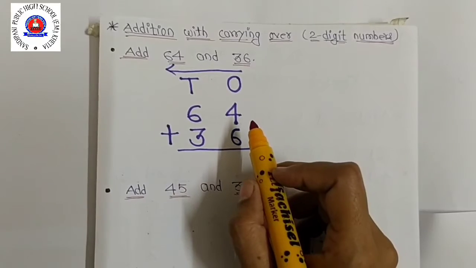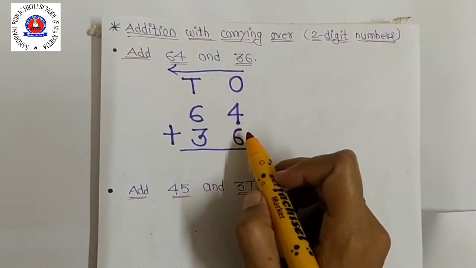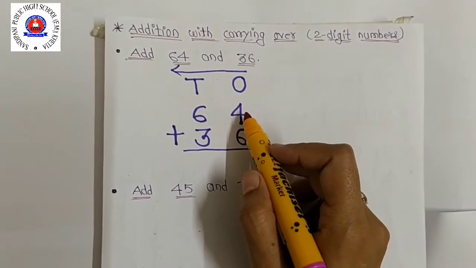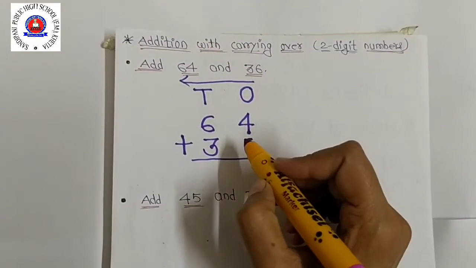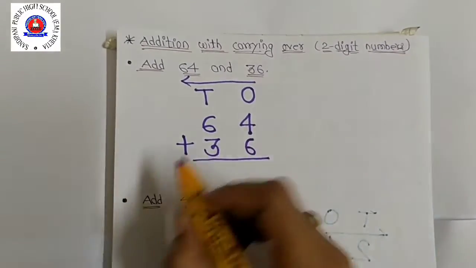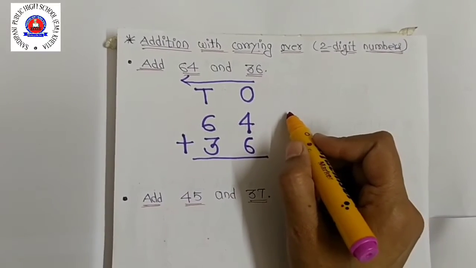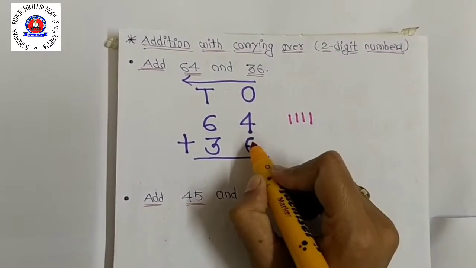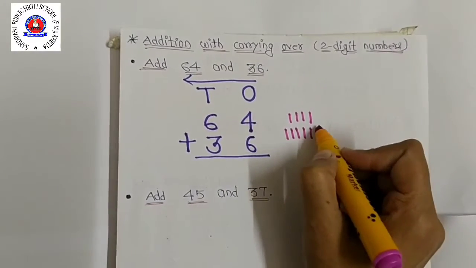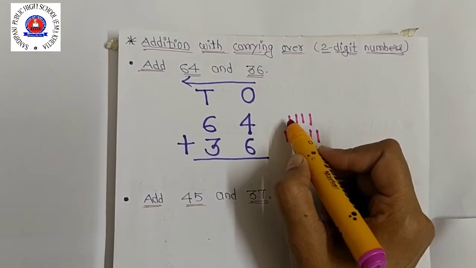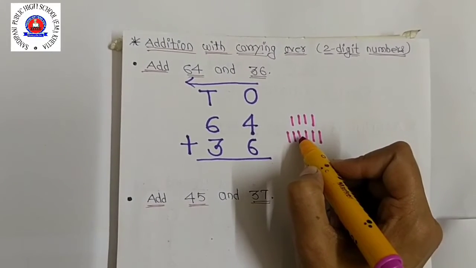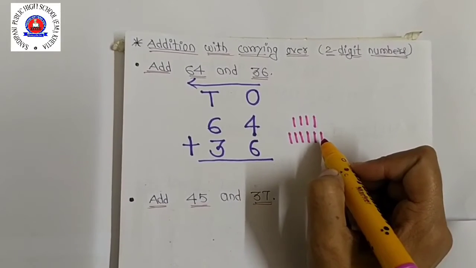Step number 1: first we add the digits in the ones column. So what is this? 4 plus 6. We can solve this problem by drawing lines, and we can also solve it using fingers. This is 4, so draw 4 lines: 1, 2, 3, 4. This is 6, so draw 6 lines: 1, 2, 3, 4, 5, 6. Count these lines together: 1, 2, 3, 4, 5, 6, 7, 8, 9, 10.